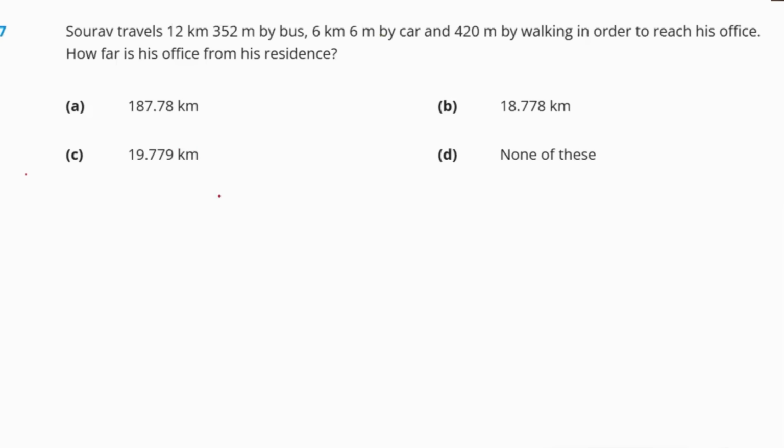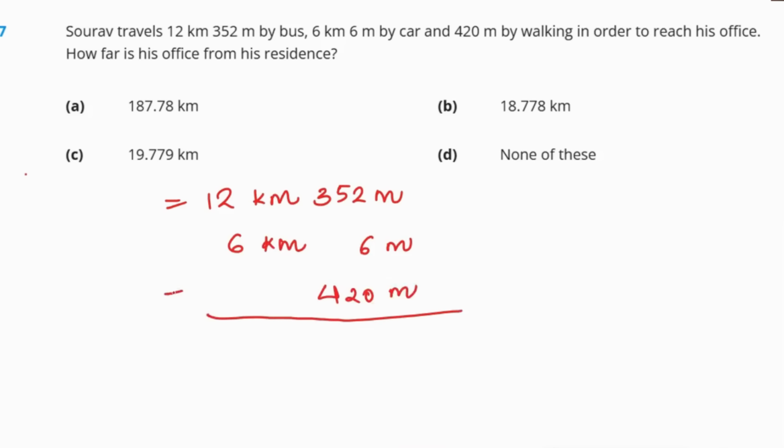So here, 12 kilometer, 352 meter and 6 kilometer, 6 meter and 420 meter. We have to add all these, okay? 8, 7, 7 and kilometer 18. So 18 kilometer and 778 meter. So that is equal to option B, 18.778 kilometer. Okay, so option B is the correct answer. 18.778 kilometer is the distance from his office to the residence.